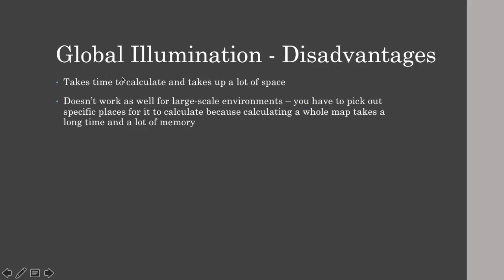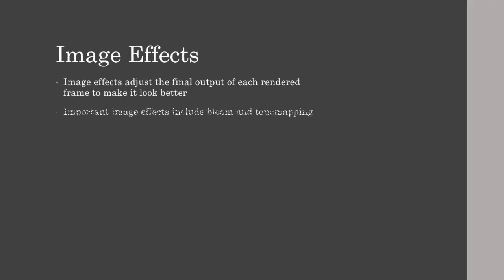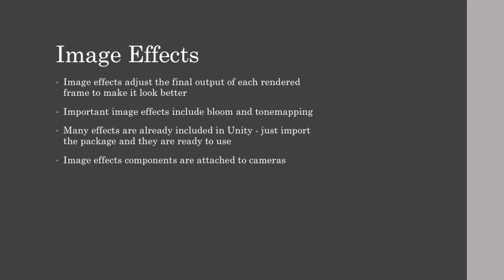And so it does have some disadvantages. One is that it takes time to calculate all of the light bounces and stuff, and the light maps all take up quite a bit of space. So if you have an open world game or something, or any large scale environment, you would have to pick out a very select few places to implement this because it does take a lot of time and memory to calculate this. And so the next step is image effects.